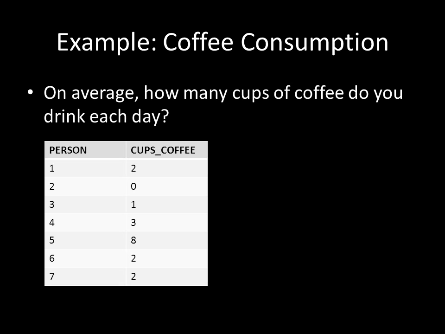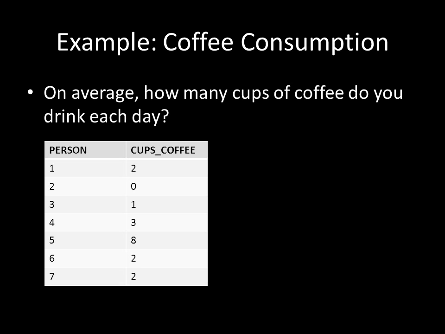Person 1 drank 2 cups of coffee each day. Person 2 drinks no coffee. Person 3 drinks 1 cup of coffee per day. Person 4 drinks 3 cups. Person 5 drinks 8 cups. And person 6 and 7 drink 2 cups. So how do we make sense of this data?